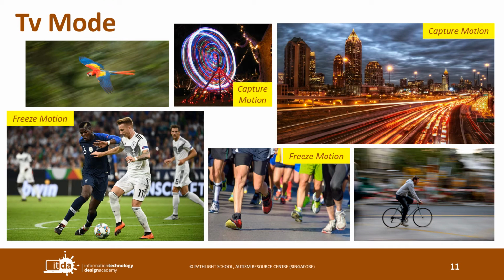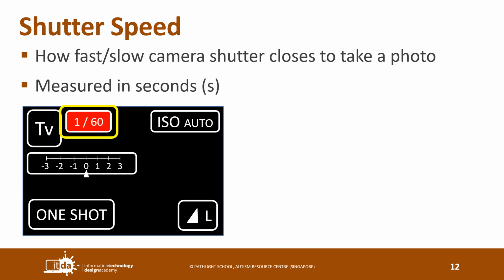Another special thing about TV mode, which we are not going to try, but at least understand, is that you can combine two of the effects. So you can freeze and capture motion at the same time, as shown in the parrot picture here, as well as the cyclist. All right, so everyone, today we're going to focus on freezing motion, but we'll talk a bit about the setting that affects all of this, which is called shutter speed.